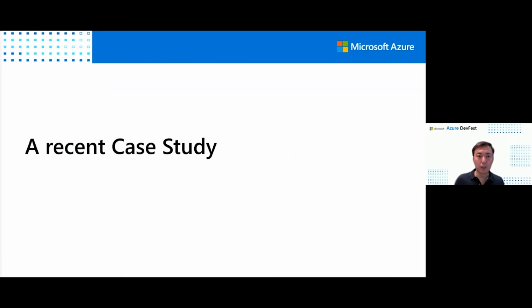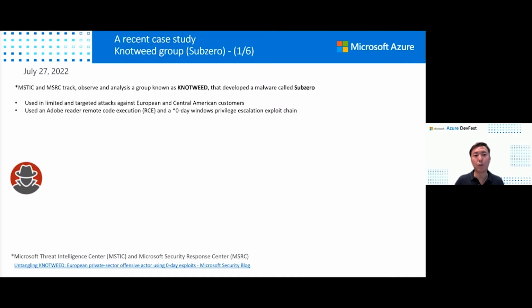So let's talk about a recent case study to get things started. Okay. So back in July 27, 2022, Microsoft, the Threat Intelligence Center, as well as the Security Response Center, has been observing and analyzing this group known as Nobelium. And they actually have developed this malware called the Sub-Zero. Okay, so it has been seen mostly in the European sector, as well as the Central American customers.